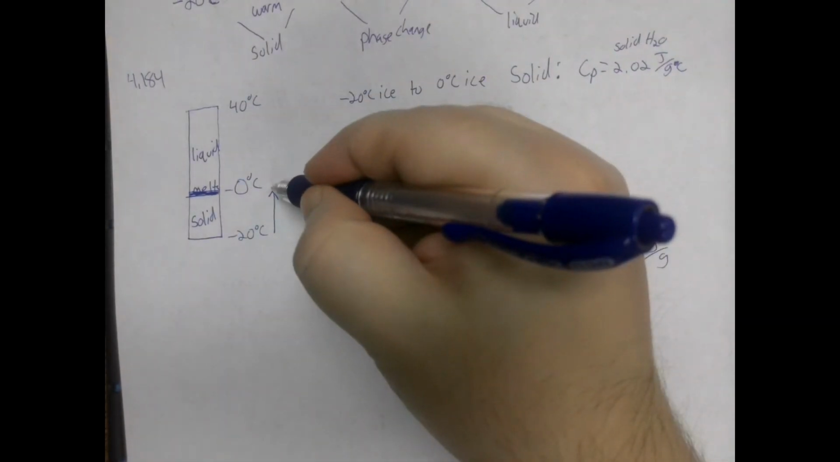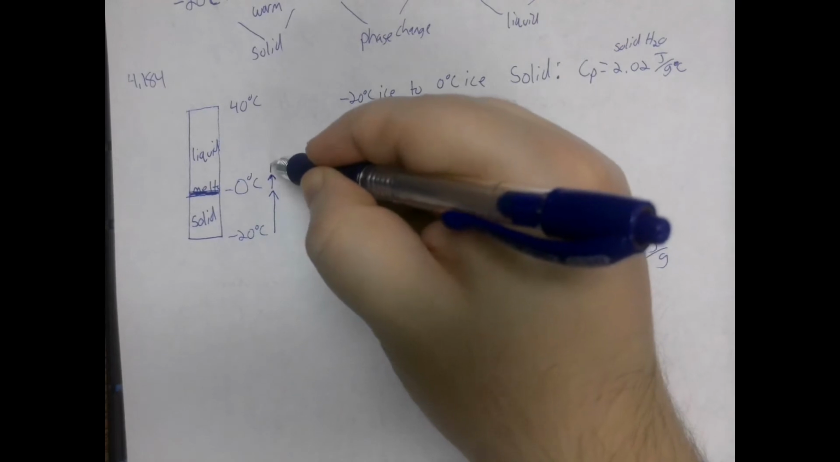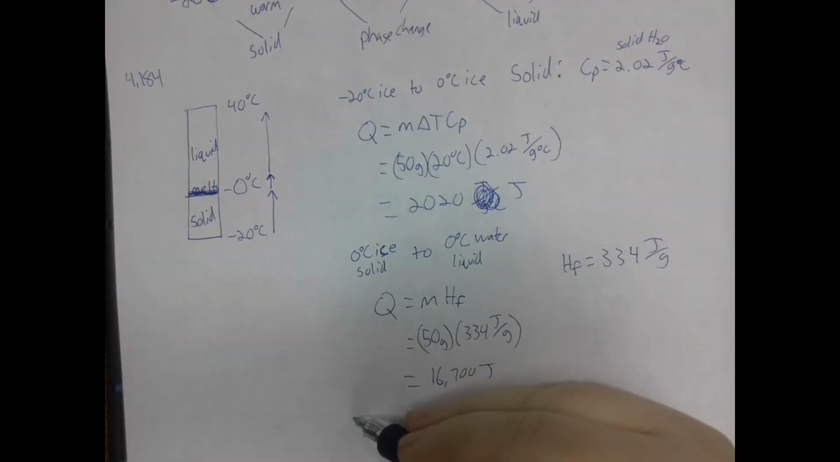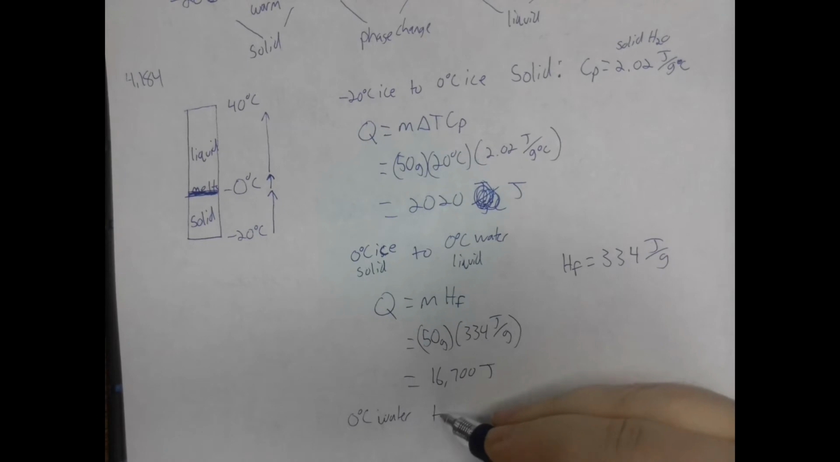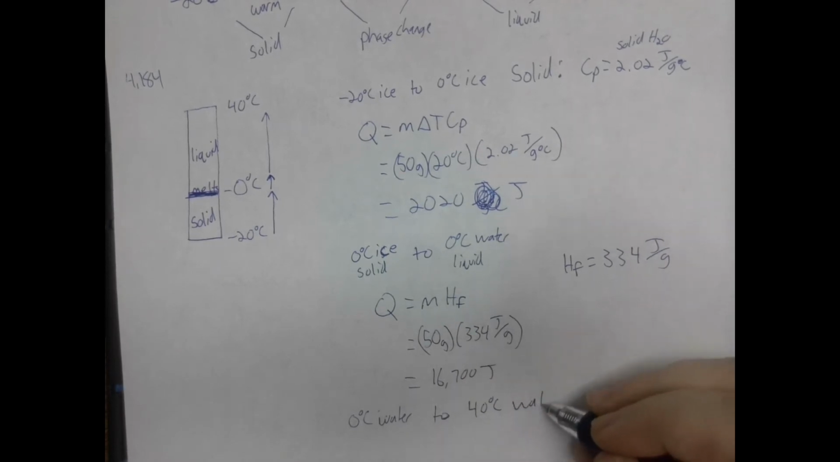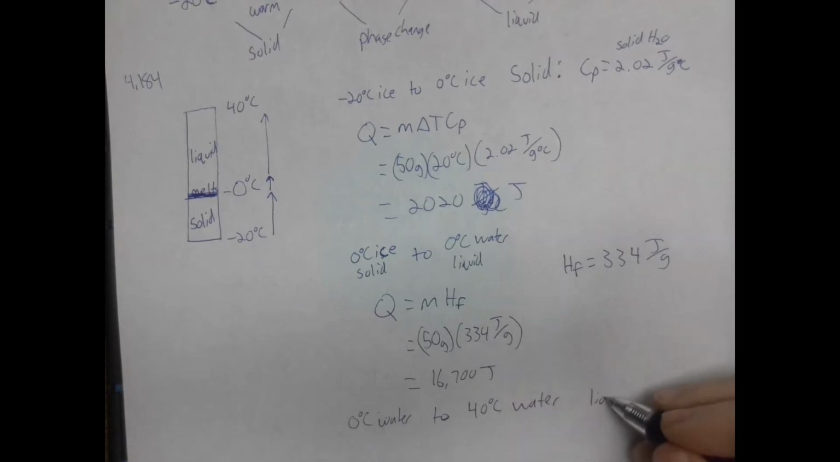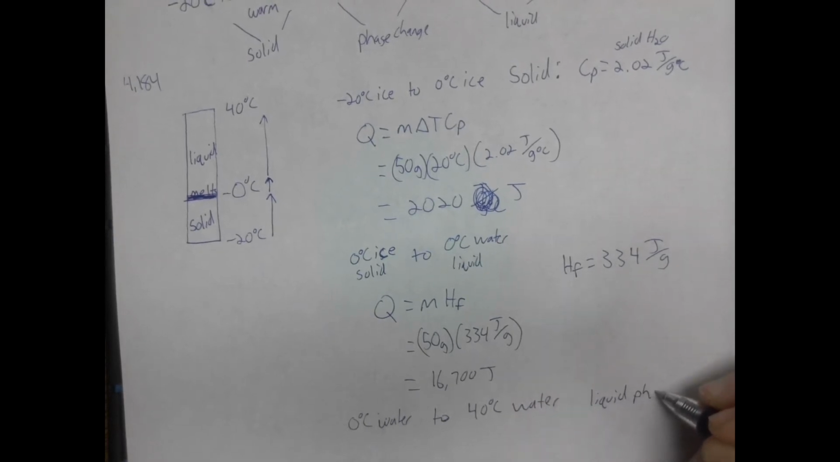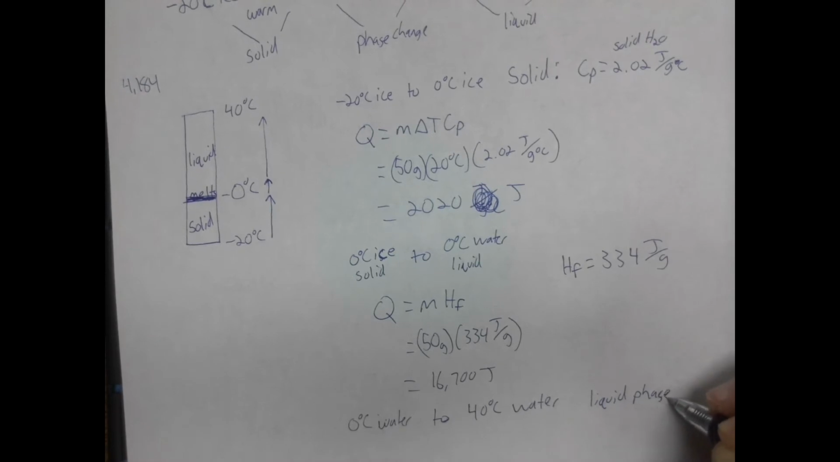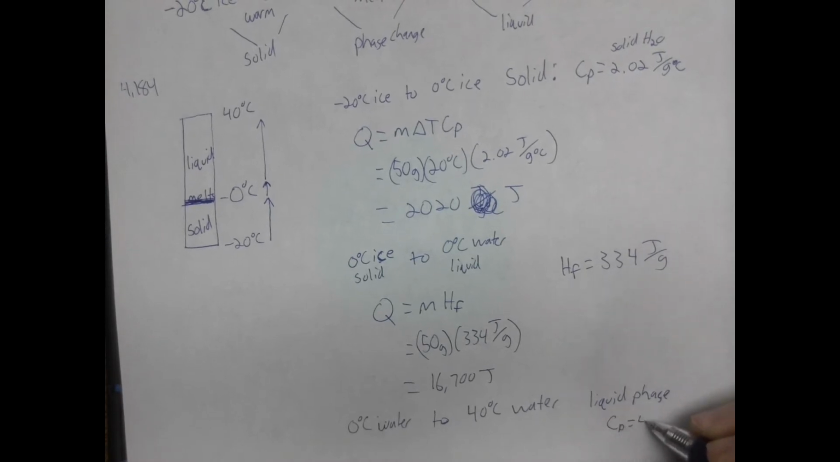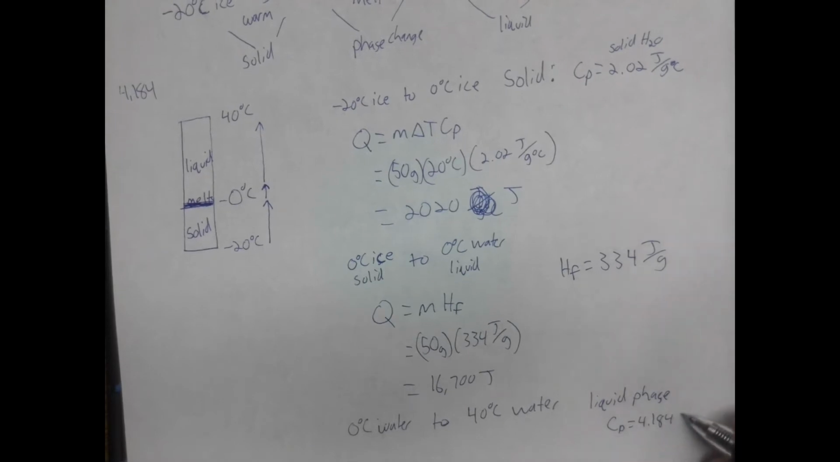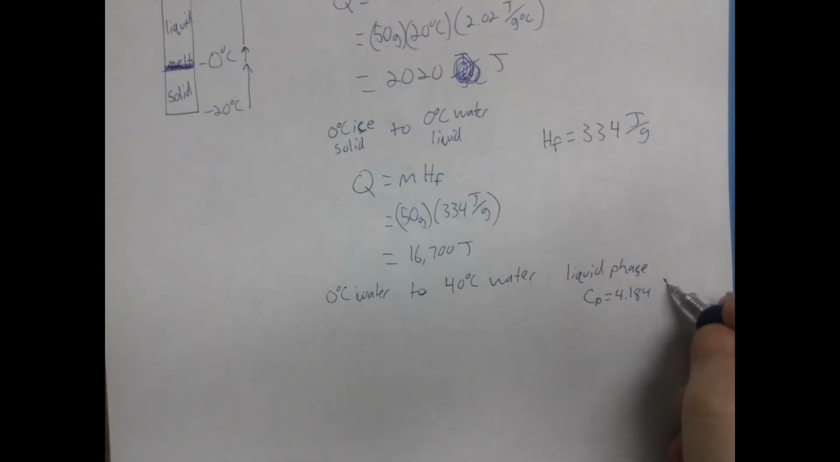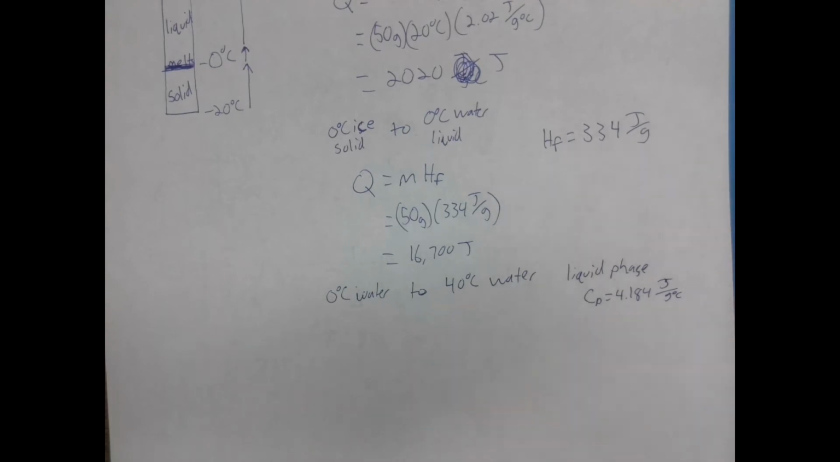Then, that covers this phase. The next thing is increasing the temperature while it's a liquid. So going from 0 degrees Celsius water to 40 degrees Celsius water. So this is a purely liquid phase. And we will use a Cp value of 4.184 joules per gram degree Celsius.